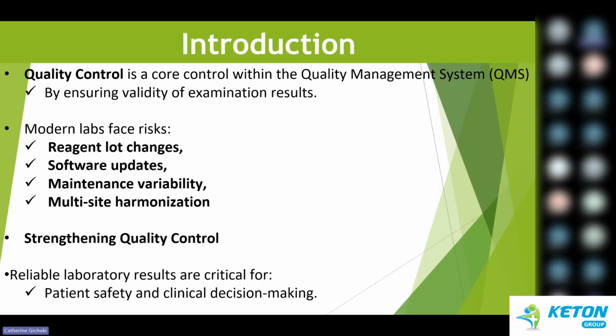When the engineers come to upgrade our software, that is also a risk on its own. When we're doing maintenance, the variabilities that come out of daily maintenance and PPMs, the planned preventive maintenance, are also risks. And when we are doing harmonization across platforms and multiple sites, that is also a risk on its own. Therefore, we need strengthened quality control systems.